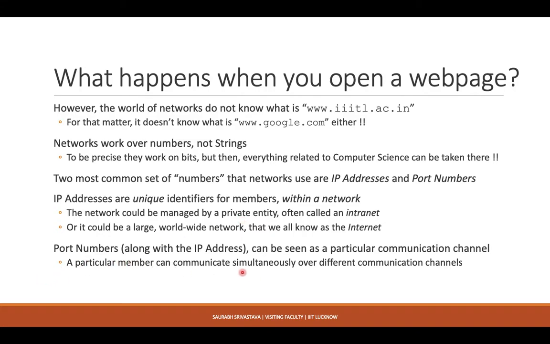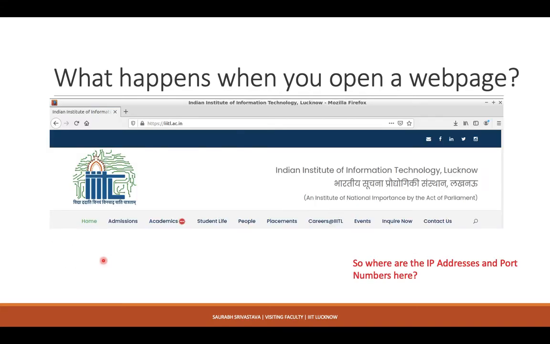And port numbers, you can say that port numbers along with an IP address can be considered to be a particular communication channel between any two members of that network. So not just the IP address, you also need a port number, and this port number identifies a kind of communication channel. One machine can have multiple communication channels, and you identify a particular communication channel with the help of a port number.